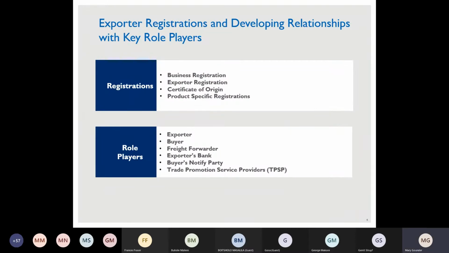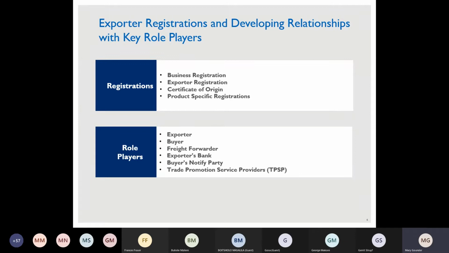Okay, your export registrations and developing relationships with key role players. Obviously, before you start exporting, you have a lot of registrations to do. Your first would be your business registration locally in Botswana. You will also have to register as an exporter, usually with customs or the Department of Trade and Industry. So that would depend on your local requirements.